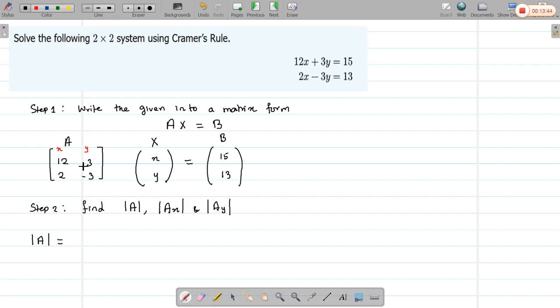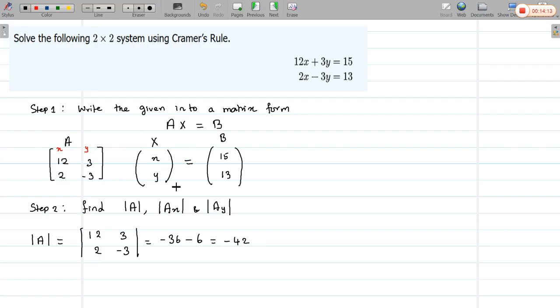A is the matrix 12, 3, 2, minus 3. So, let me find out the determinant. 12 times of minus 3, minus 36, minus 2 times of 3, 6. So, what do you get? Minus 42. Any questions? Is that clear? Now, I will move on to the next term, determinant of AX.